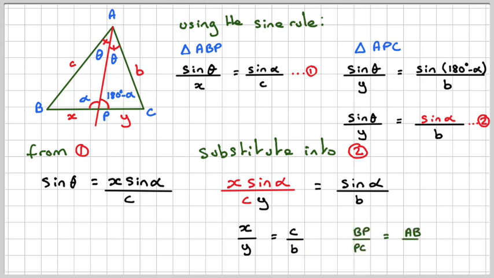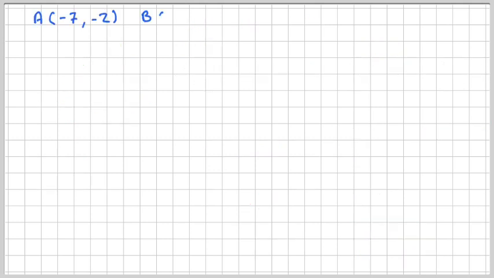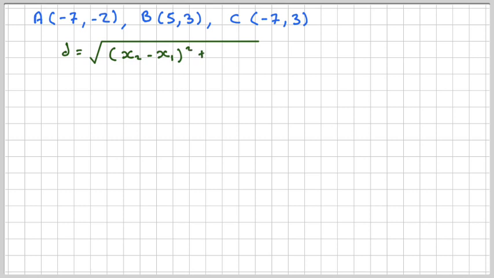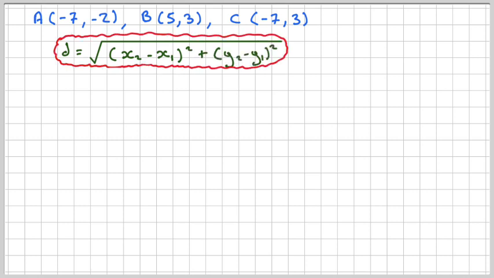And therefore we can say that BP over PC is the same as AB over AC, and we're going to need to use this relationship. So we've got A is (-7, -2), B is (5, 3), and C is (-7, 3). We're going to go through and find the distances of each side of that triangle, using the distance formula, which you should know.